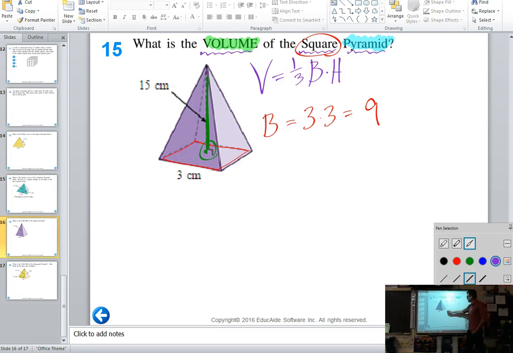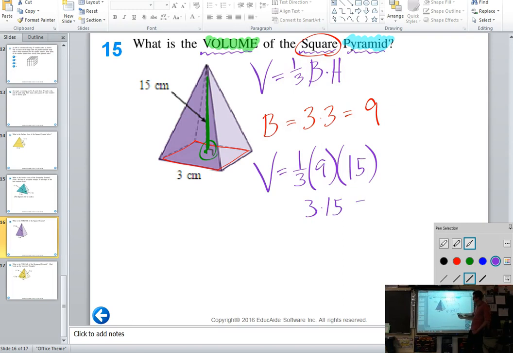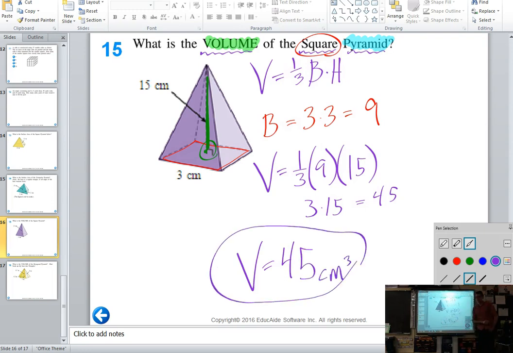So then I can set up my problem. V equals 1/3 of our 9 times our 15. 1/3 of 9 is easy to do. That 1/3 of 9 is 3. 3 times 15 gives me 45. So my volume becomes 45 centimeters cubed because we're talking about volume now.